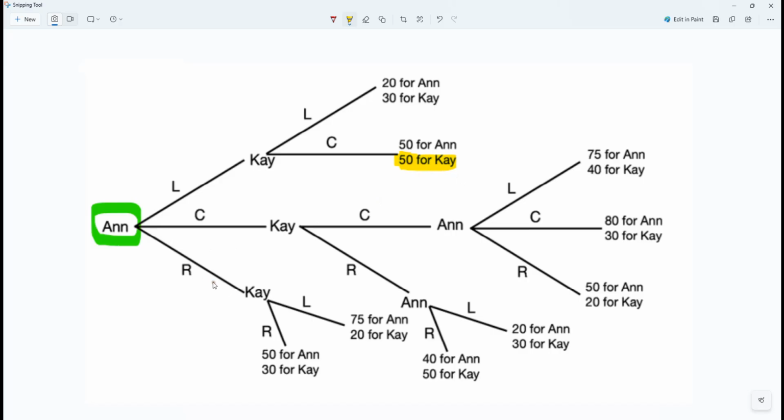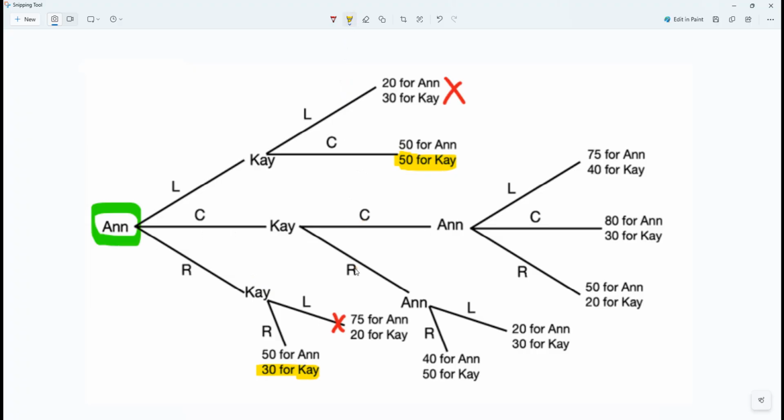Now, if Ann, let's do the right one. It's a little easier. So Ann goes right, then K can go left and get 20, or right and get 30. K is going to get 30. So essentially, this option and this option are off limits. Like, they're not going to happen. Okay. Then Ann goes center.